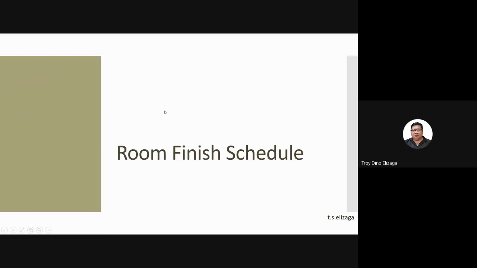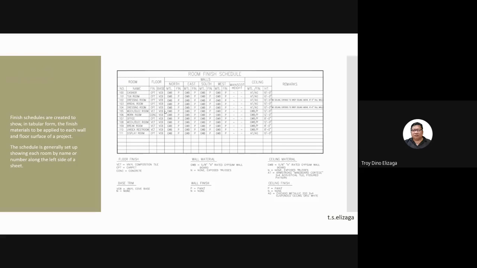The last is the room finish schedule. So what is this? Finish schedules are created to show in tabular form the finish materials to be applied to each wall and floor surface of a project. Because in each room, the walls might be treated differently, or even if you're only using paint, the color might be different for each room, and then you have to indicate that in your drawing. That is also the same for the floor. The floor might be different for each room.